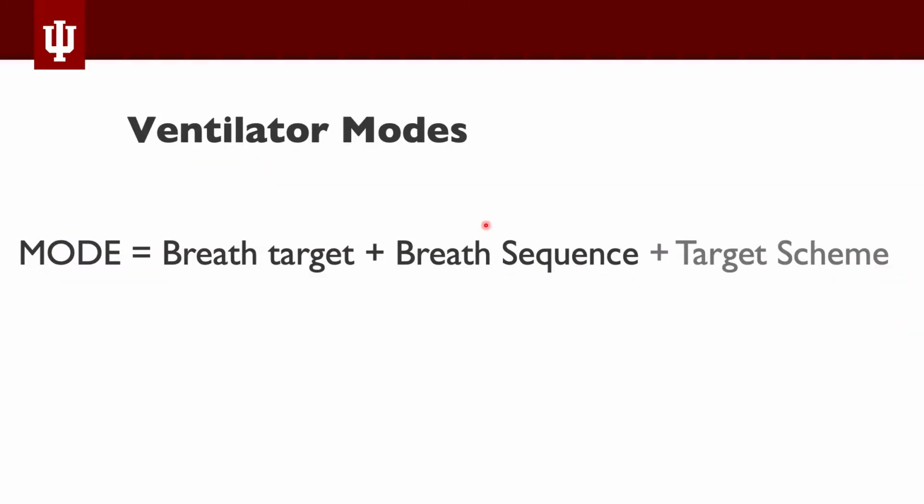So our mode is simply the target, either volume or pressure, plus the sequence, which is going to be continuous mandatory ventilation, CMV, or CSV, and then this weird thing called target scheme, which is really beyond the scope of what this lecture is going to get into. So for instance, a mode could be a volume target plus continuous mandatory ventilation, and that would give us our mode, volume control, continuous mandatory ventilation.